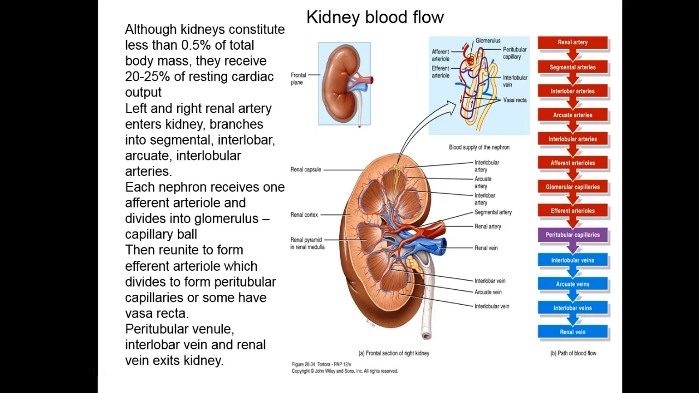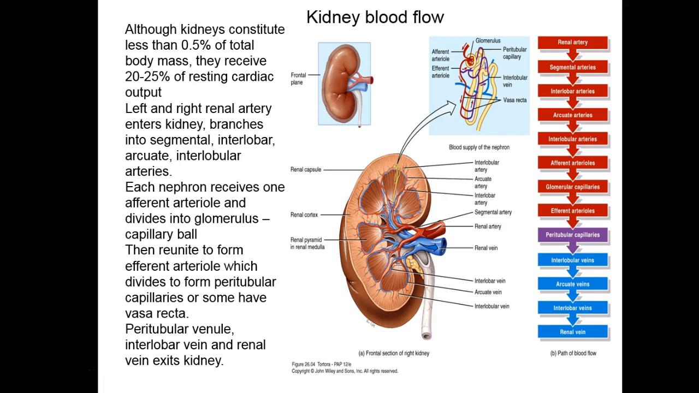I would look at this particularly far to the right. I would look at it and compare the flow to a model or to an image, so that it makes sense that the renal artery gets segmented, and then you have arteries within the lobes. That's what interlobar means. Then you have arcuate arteries, which you can think of as an arc. They're curved. Then interlobular arteries, even smaller, lead to the afferent arterioles. Afferent arterioles lead right into the glomerulus.